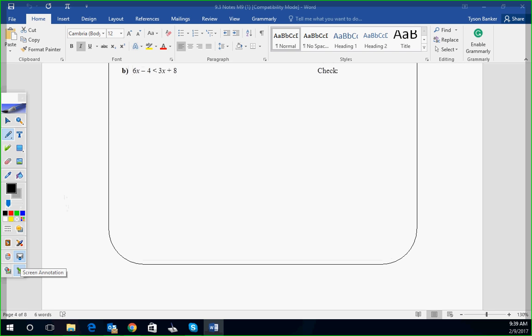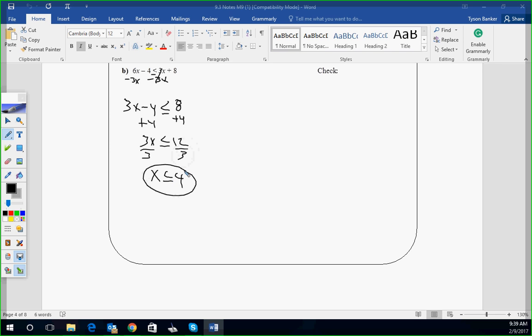Okay, this one, move the 3x, that's a smaller x. So minus 3x, minus 3x. It's gone. 3x minus 4, less than 8. Is it equal to on yours? Yeah. It is? Okay, so it's equal to on yours. Add 4. Divide by 3. x less than or equal to 4.